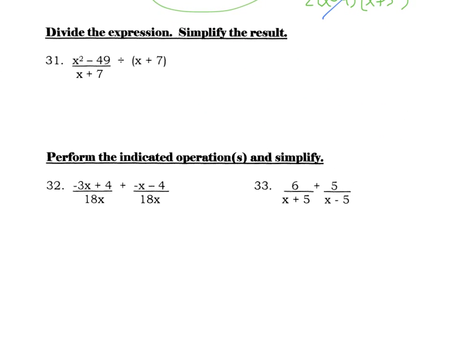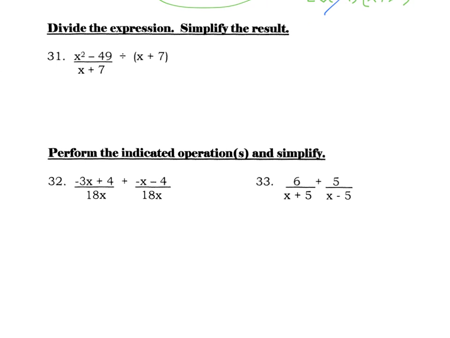So this one we're going to divide the expression. Now dividing and multiplying are the same thing, except when you divide, you multiply by the reciprocal. So we're going to think of that as x plus 7 over 1, and this problem is really x squared minus 49 over x plus 7 times, notice I'm changing it from divide to times, 1 over x plus 7.